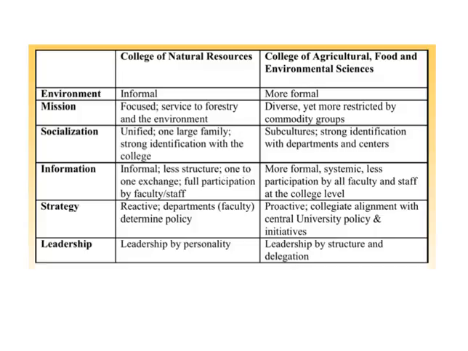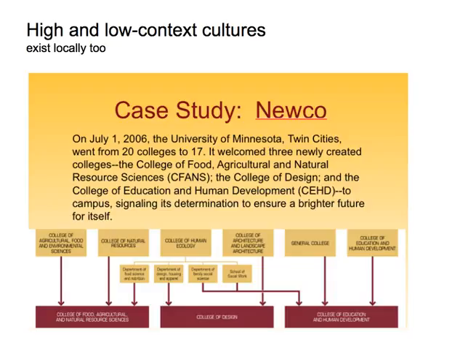In terms of information, again, more informal, less structure on the one hand, more formal structure on the other. And the strategy, very different again, reactive versus a bit more proactive. Leadership in CNR was more by personality. Leadership in COAFs was more by structure and delegation. So you can see in the case of these 2 colleges being merged, it's much more than putting the colleges together on a flowchart. It was very much about the merging of and work on intercultural teams.